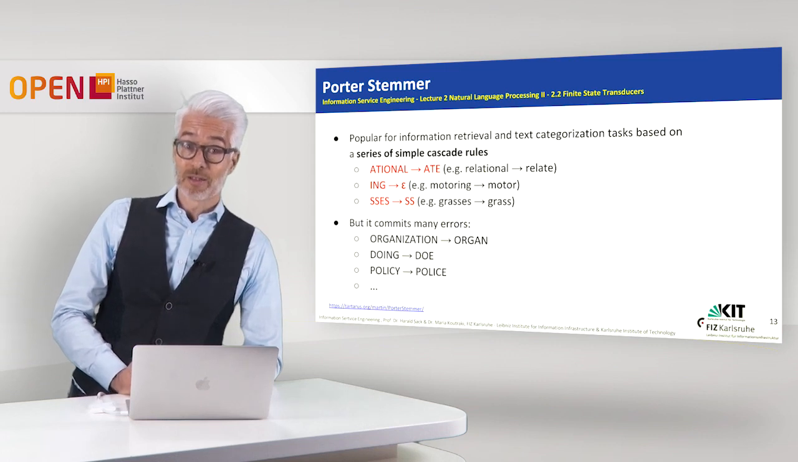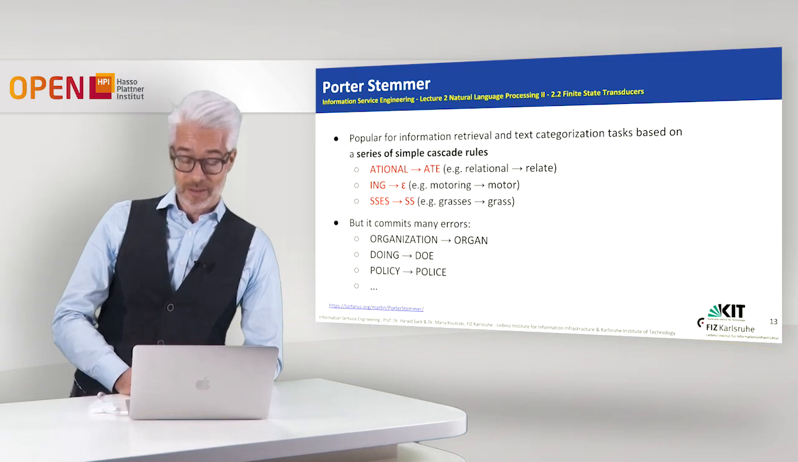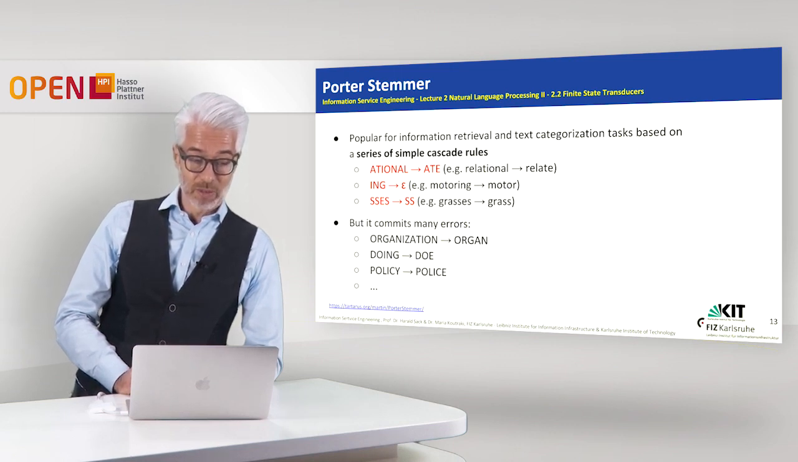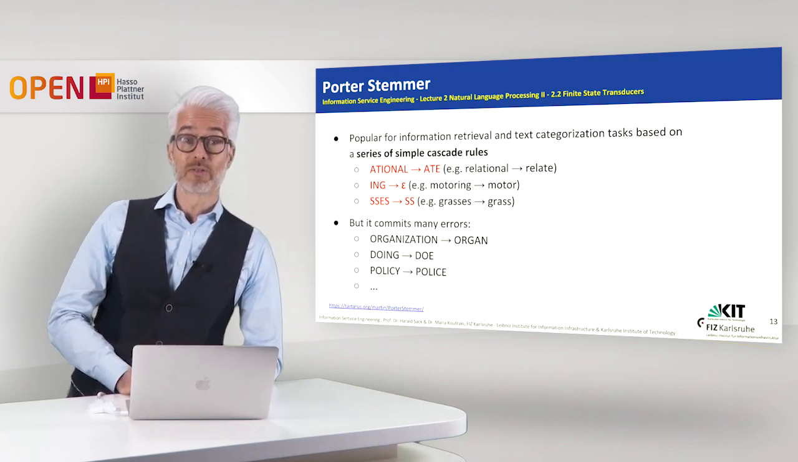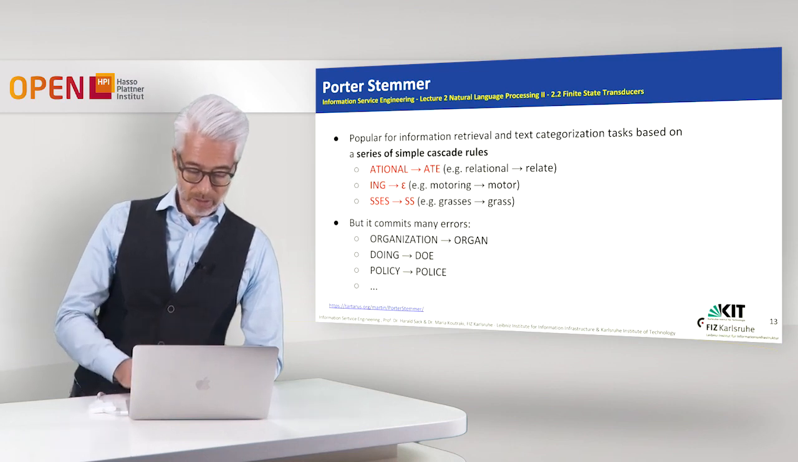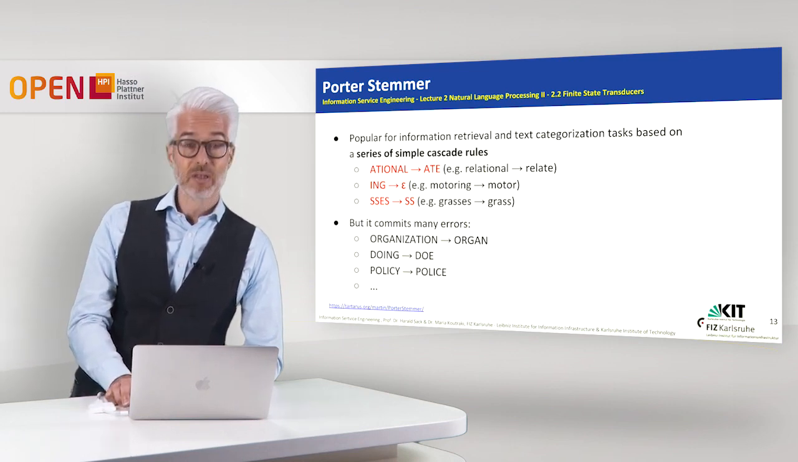The only problem is it also commits many errors, so organization will be, with the help of these rules, stemmed to organ, or doing will be stemmed to do, and policy will be stemmed to police, which is not correct. So there are lots of irregularities which have to be taken care of afterwards. But for a large percentage of words, the Porter stemmer works perfectly fine, and for information retrieval purposes, it works sufficiently fine. So you can try it out. There is a link to one implementation of the Porter stemmer.